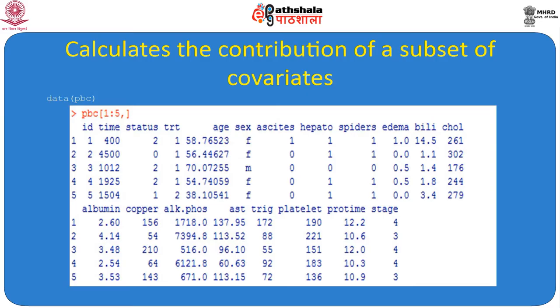Bilirubin level was also given, 14.5 for the first individual, 1.1 for the second, and 1.4 for the third. Cholesterol measurements are also given here. The other variables are albumin, copper, alkaline phosphatase, AST, triglycerides, platelets, protime, and stage. All these variables are considered.